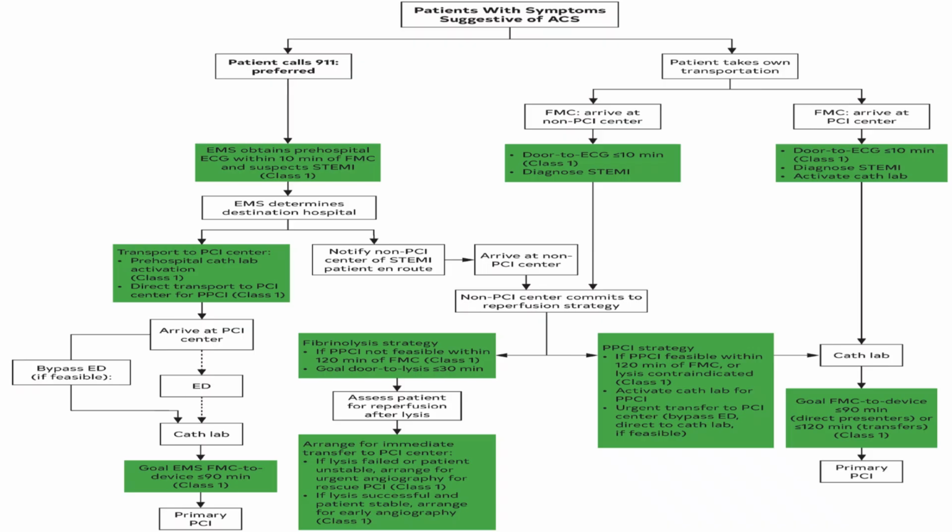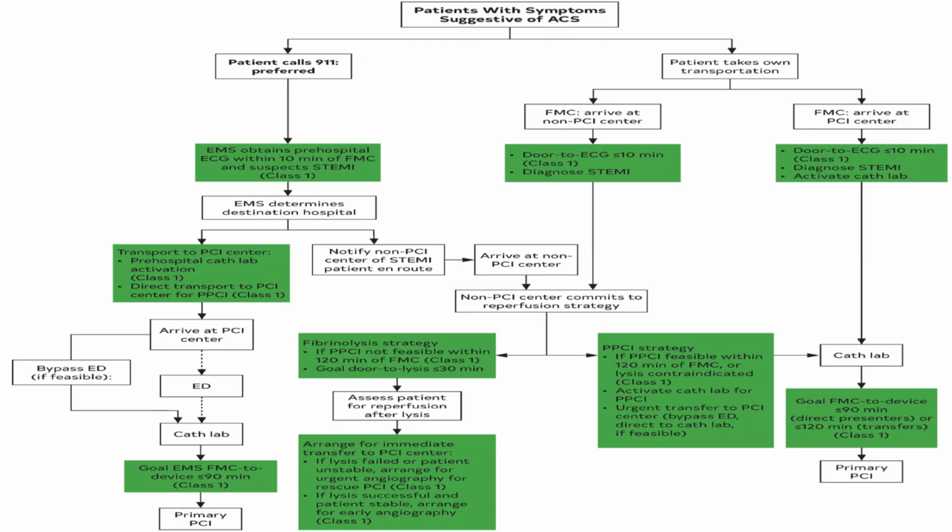So now from there, there can be two ways. They can be fibrinolysis or primary PCI. If primary PCI is feasible within 120 minutes or lysis is contraindicated, activate cath lab for PPCI and urgent transfer to PCI center, and preferably bypass emergency, direct to cath lab if it's feasible. Then they get to the cath lab.